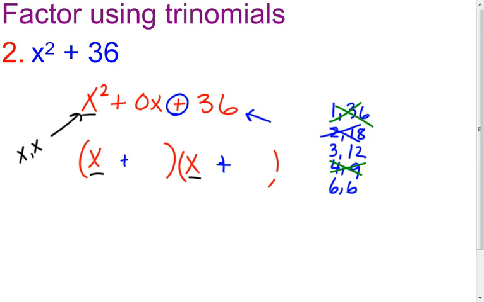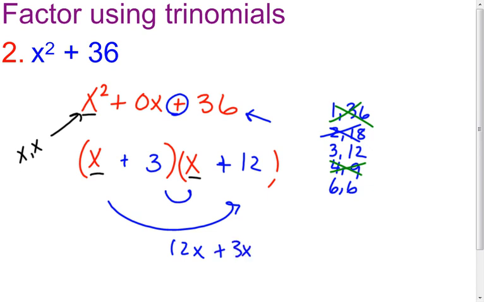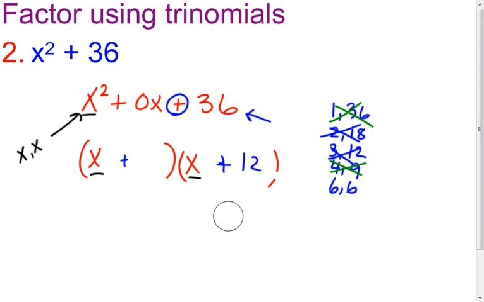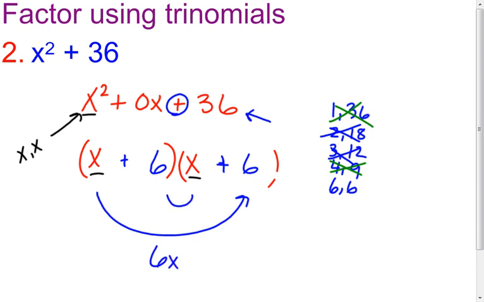2 and 18 is not it. Okay, 3 and 12. Outsides, 12x. Insides, 3x. That gets me to 15x, and I need to have 0x in the middle. So that's not it. So let's try 6 and 6. Okay, outside 6x, inside 6x.